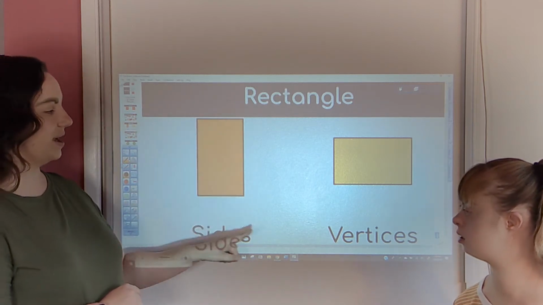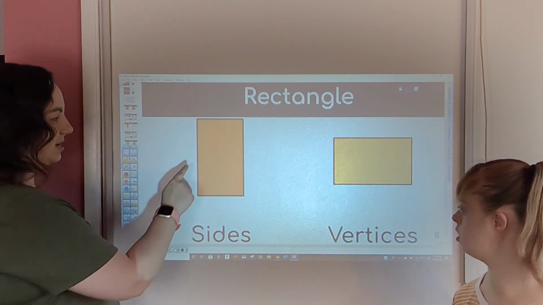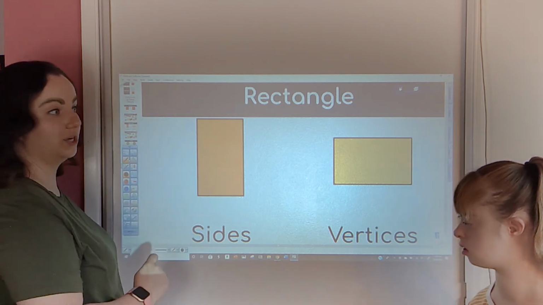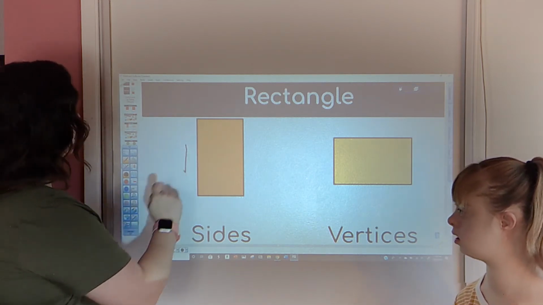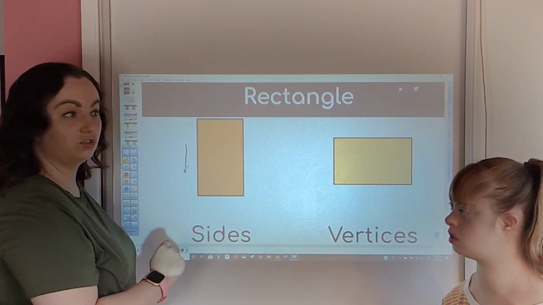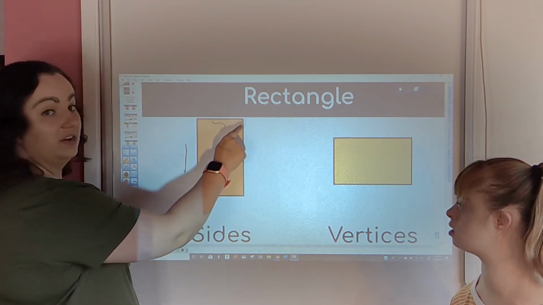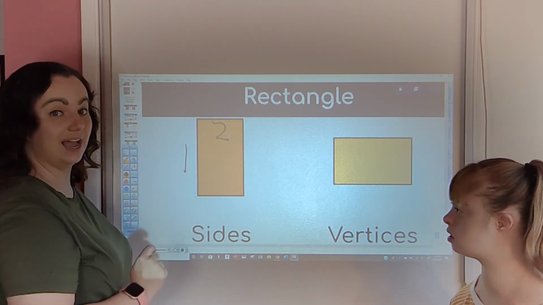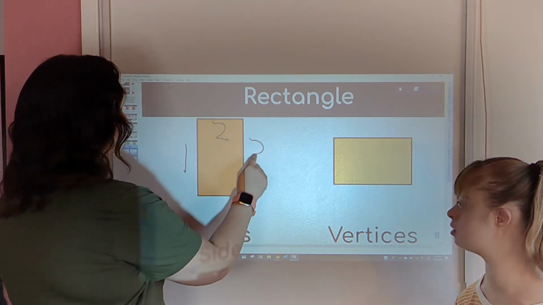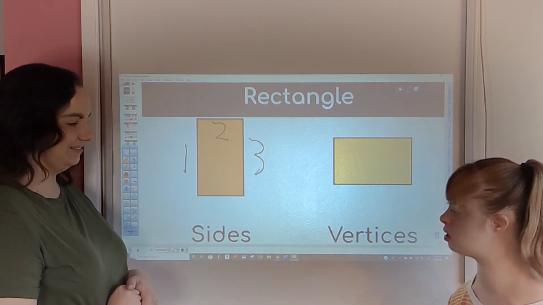Looking up here at a rectangle, maybe you're already counting it at home, but I see right here a straight line. That means it's a side of the shape. So one side, okay, then over here, that's another straight line, so that's number two side, then another straight line, so that's another side. How many sides is that? Three. Three, very good. And then finally, where's the last side, Kaylee?